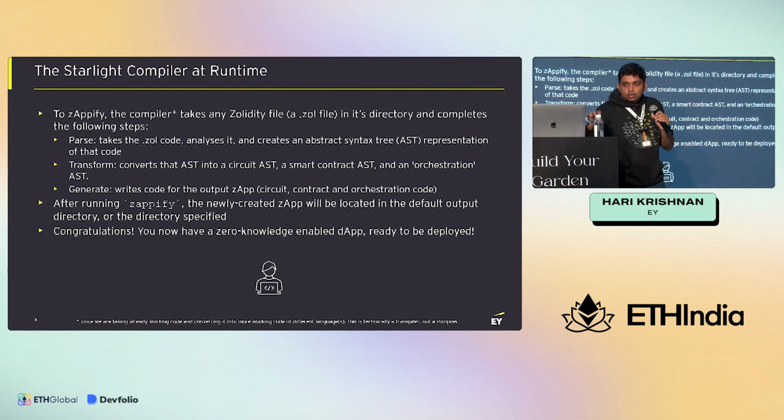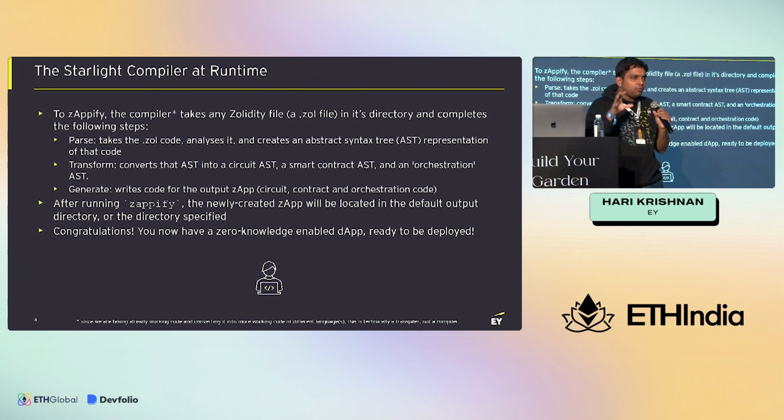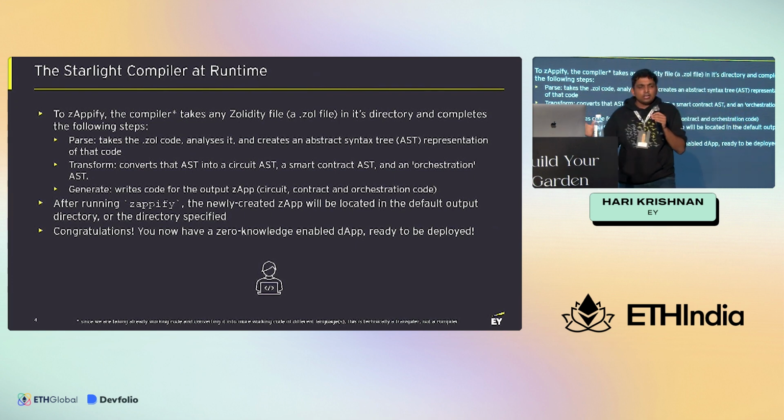Step 2 is the transformation, where we take this AST and convert it into 3 different abstract syntax trees. One is for generating your circuits, which is for your zero-knowledge proof generation. Second is for your smart contract. The smart contract basically does the on-chain verification of proofs. And then we have the third, the orchestration AST, which is for the backend containers and testing.